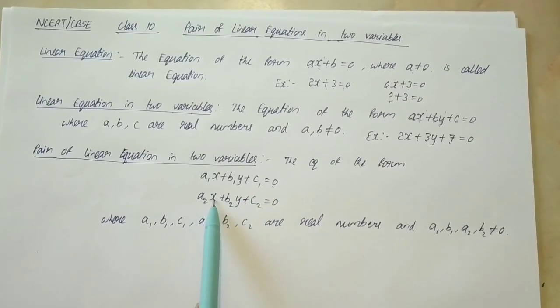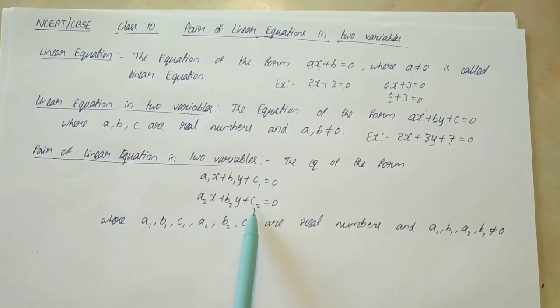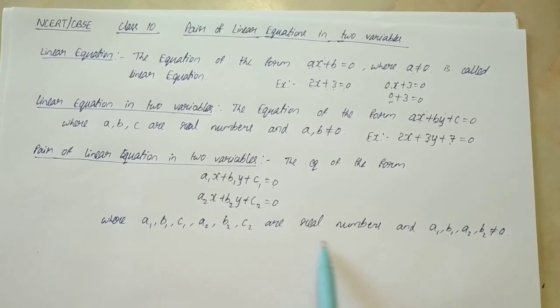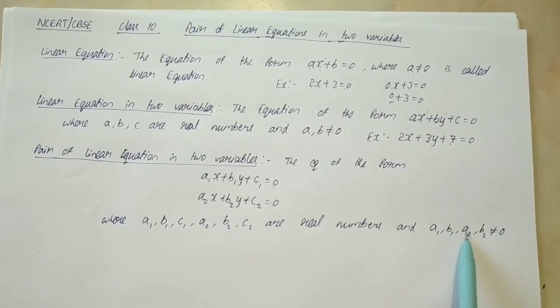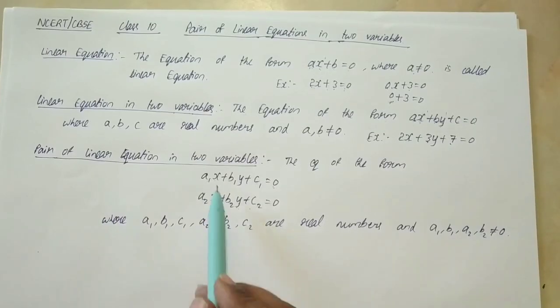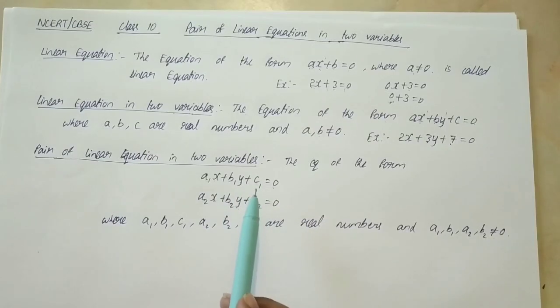Next, a2 is the coefficient of x here, b2 is the coefficient of y, and c2 is the constant. So this is for the second equation. Where a1, b1, c1, a2, b2, c2 can be any real numbers. So these can be any numbers, and a1, b1, a2, b2 must not be equal to 0. As I said, if a1, b1 and a2, b2 become 0, then we cannot say it is an equation in two variables, right?